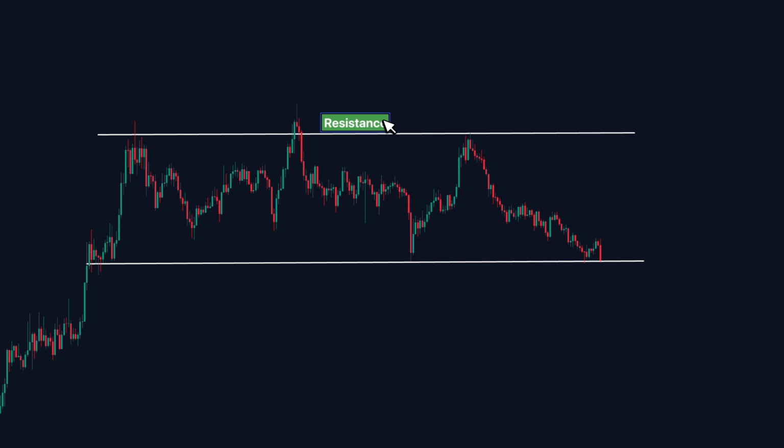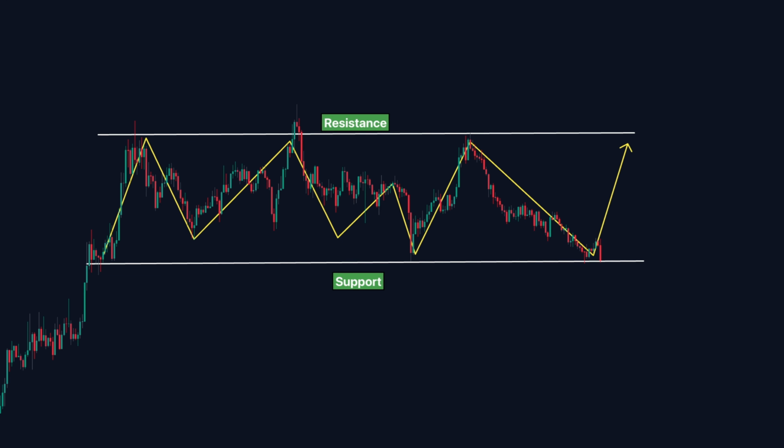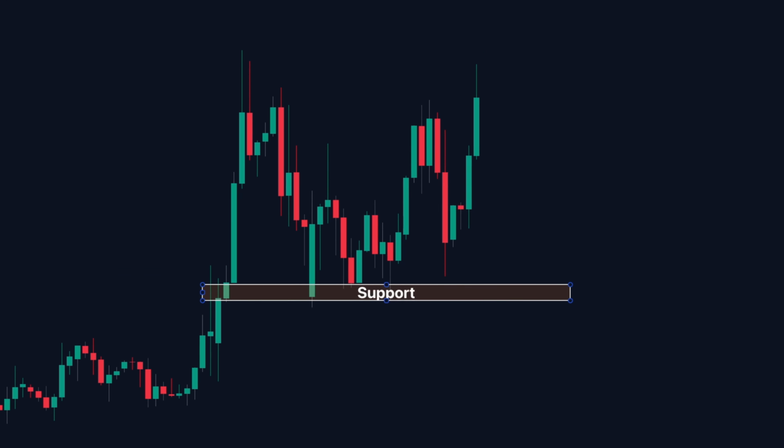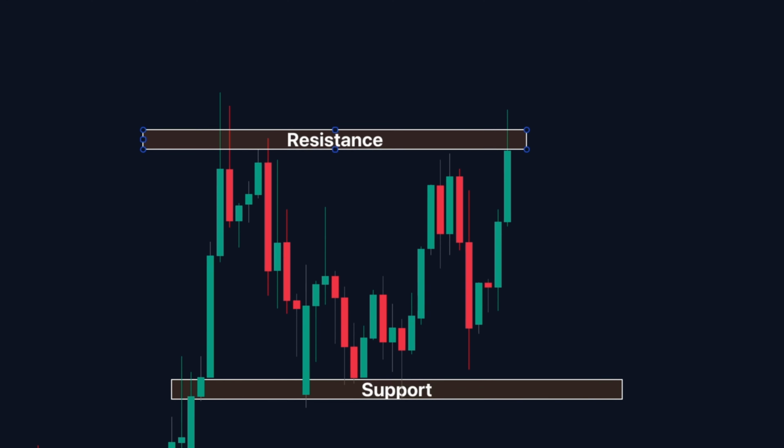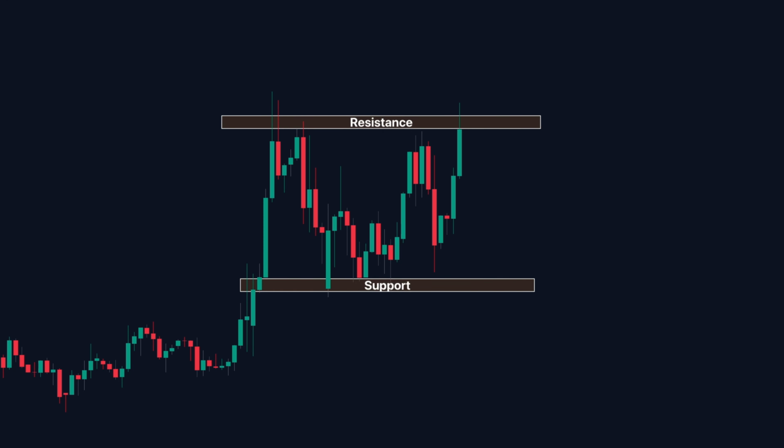Now let's talk about one of the most used concepts, support and resistance. These are horizontal price levels where the market often reacts or reverses. Support is a level below the current price where buying activity typically increases, stopping the price from falling further. Resistance is a level above the current price where selling pressure usually appears, preventing the price from rising higher.